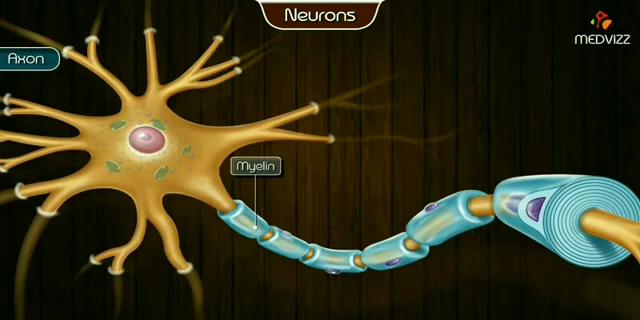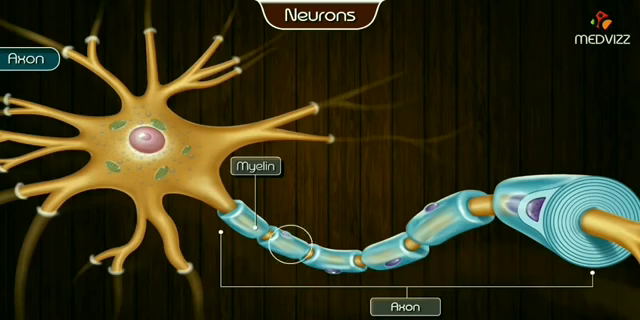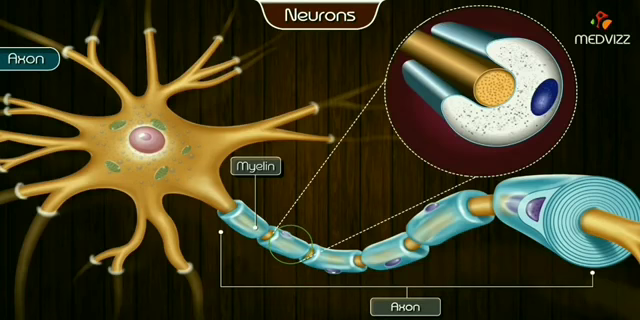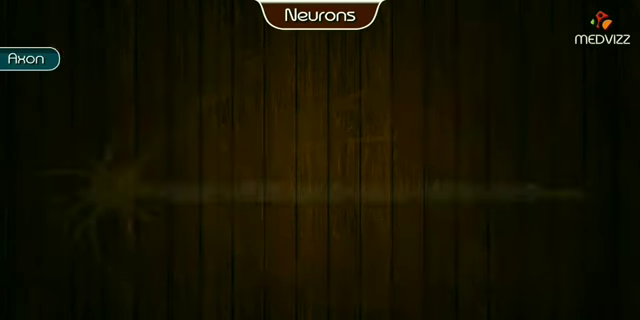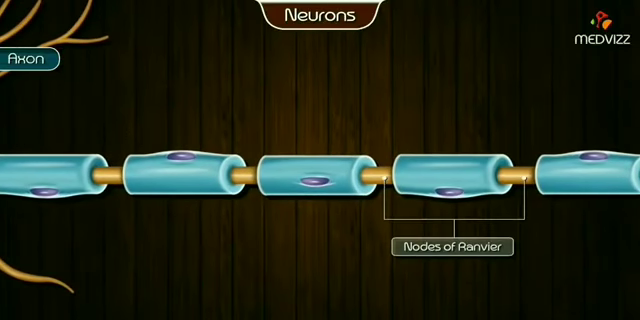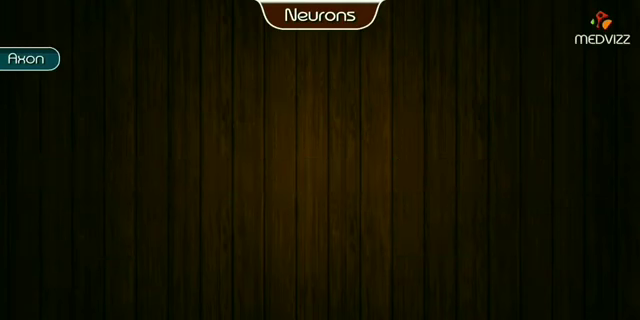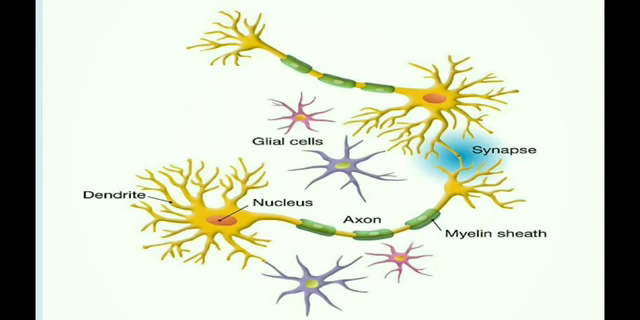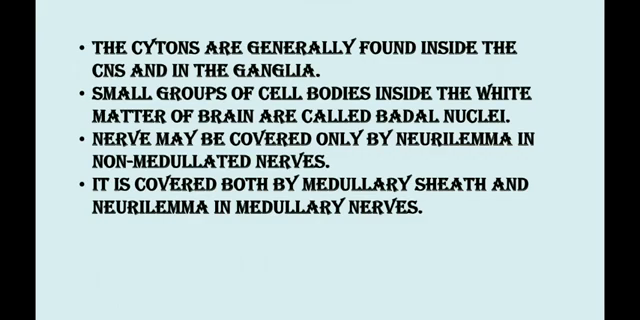They consist of a myelin sheath. This myelin sheath or covering is actually produced by Schwann cells. In between these, you will find the node of Ranvier, which makes the conduction of impulse quicker. The cytons are generally found inside the central nervous system in the ganglia. Small groups of cell bodies inside the white matter of the brain are called basal nuclei.